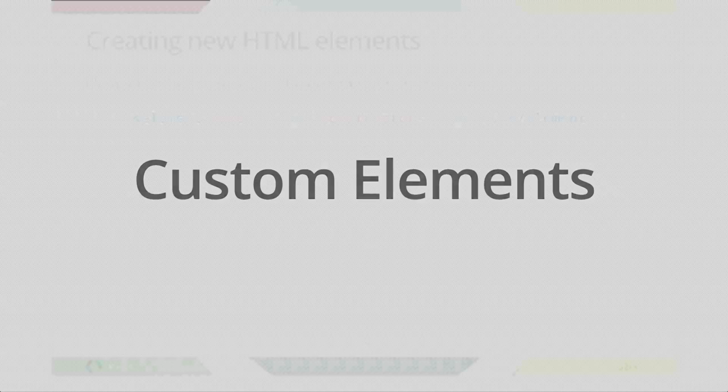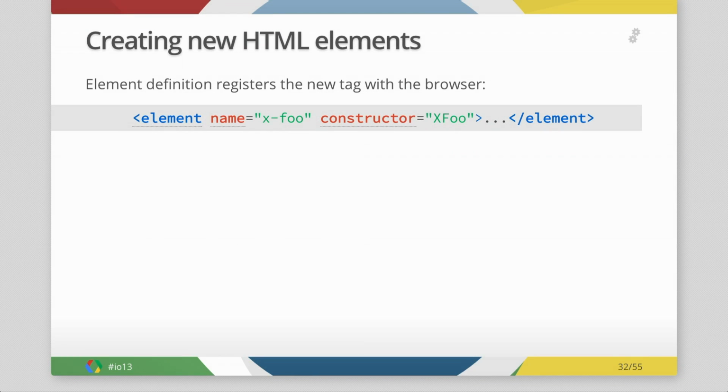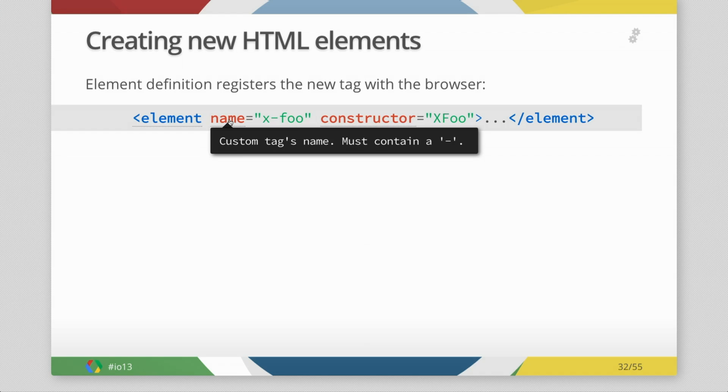Custom elements. Custom elements is sort of where all this comes together. It gives you, with the element tag, the ability to define new HTML elements. So basically, if I want to create the x-foo tag, I create this element definition with a name property, and the name is the custom element name that I'm creating. And so the only caveat here, as you see in the little hover here, is that the name has to have a hyphen in it, so it's got to have this dash in it.